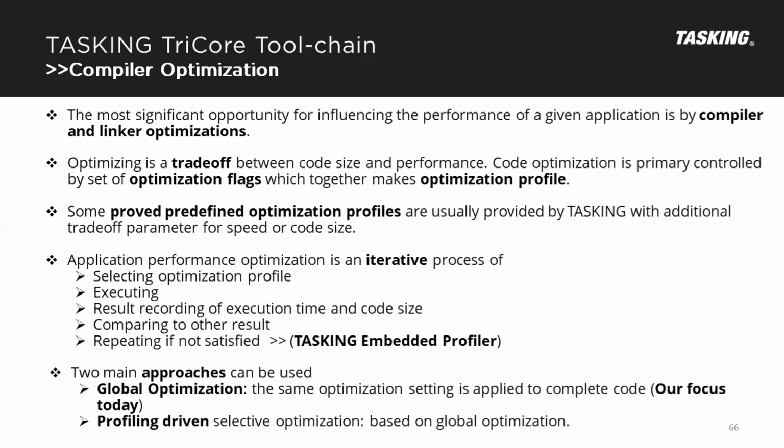All right, so if you approach the optimization topic, you will find there are two kinds of optimizations. The global optimization, which is where I apply the full optimization profile on my whole source code or my whole software stack, and this will be our main focus for today. And you will find another kind of optimization, which is profiling-driven optimization. It's based on the global optimization, but as I mentioned, it will be a bit out of our scope today.